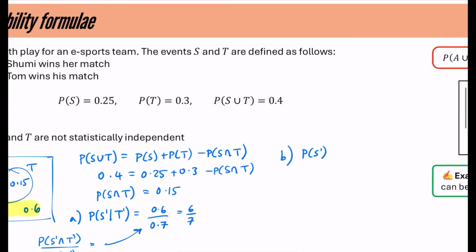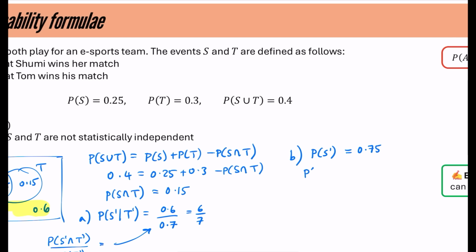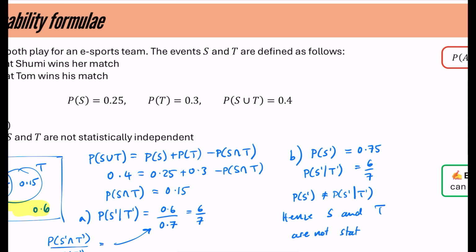So the probability that it is not S is clearly going to be 0.75, either from here or from these two things. The probability that it's not S, given that it's not T, is 6/7. So the probability of not S is not equal to the probability of not S given that it's not T. Hence, S and T are not, I'm not going to write that word, I can't be bothered, are not independent.